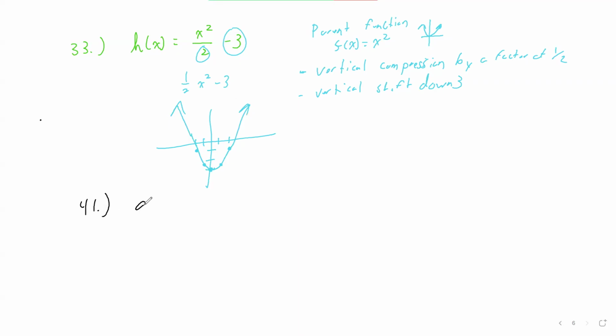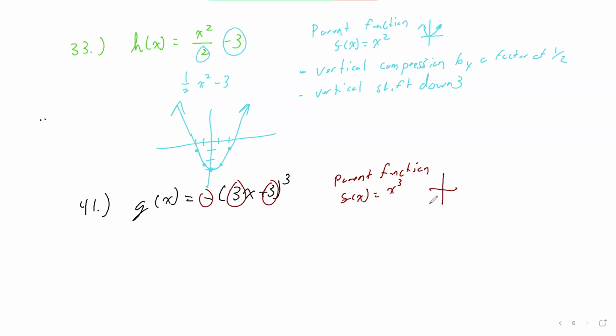41 is g of x equal to negative parentheses 3x plus 3 cubed. And again, I can see that the negative, a 3, and a 3 are all extra. So my parent function would be f of x equal to x cubed. So I have a cubic again. So this is what I'm looking at. I see that negative on the outside of the parentheses.